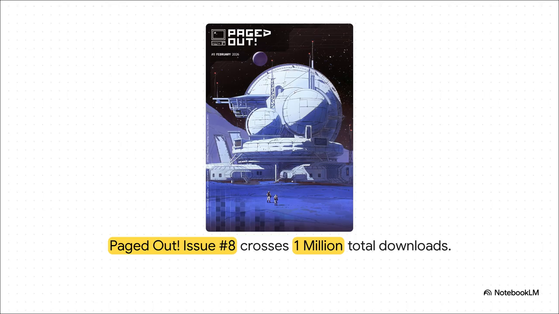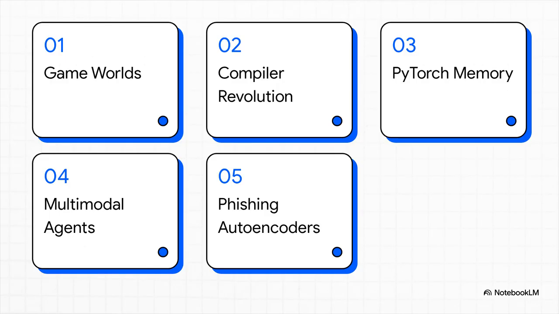As the editor-in-chief, Aga, mentions in the foreword, that number is high enough to fry a bot forward. And it's just going up every single day. There is a massive, undeniable appetite out there for this kind of unfiltered, deeply technical knowledge sharing. Since this issue spans over 90 pages, we're going to rapid-fire our way through 5 totally distinct concepts. We've got generating game worlds, the compiler revolution, PyTorch memory optimization, multimodal game agents, and finally, phishing autoencoders.